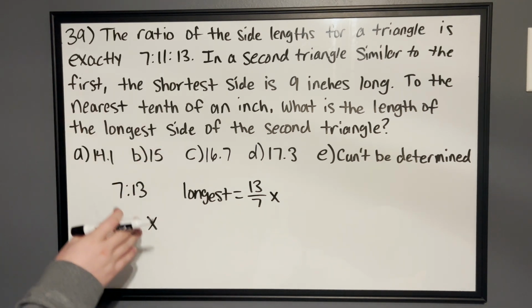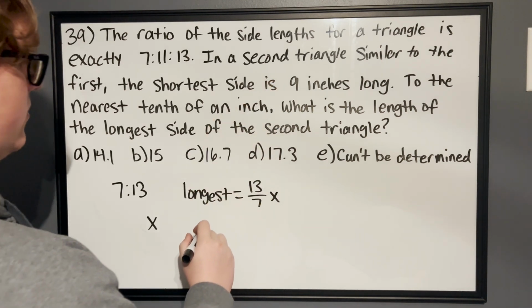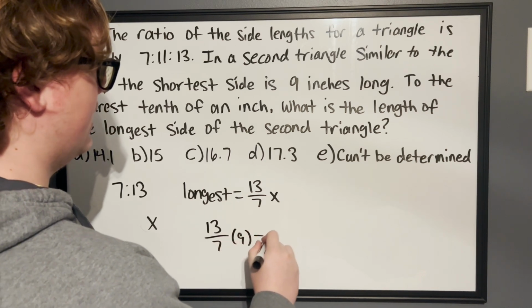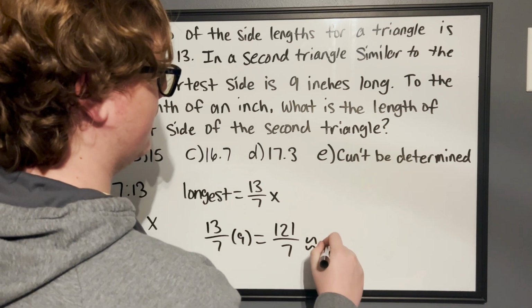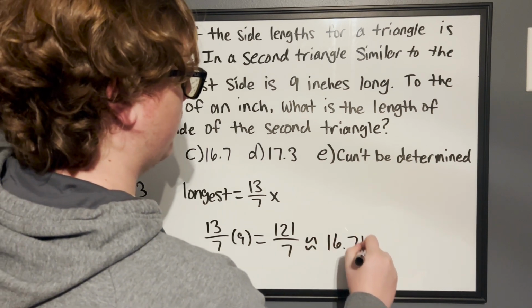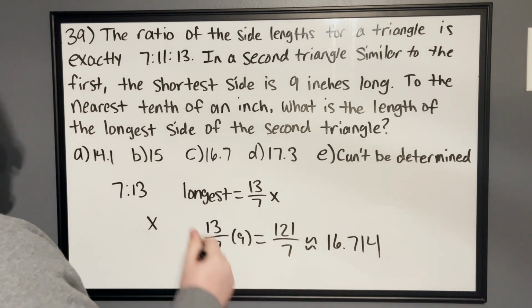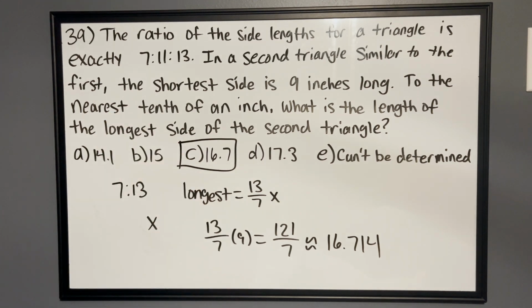So we know that to find the longest side, if we set x equal to 9, as in the second triangle, 13 over 7 multiplied by 9 is equal to 121 over 7, which is approximately 16.714. So now that we know that since it's approximately 16.71, it wants us to round to the nearest tenth of an inch, and the nearest tenth of an inch is 16.7. So our answer for question 39 is going to be C.